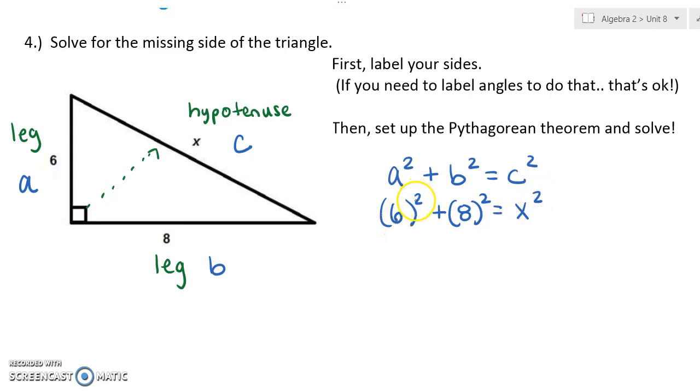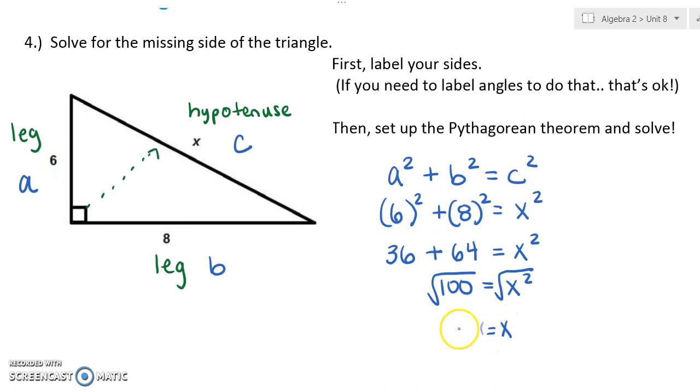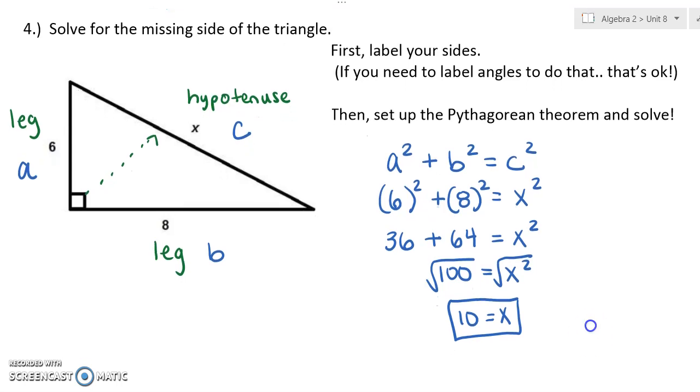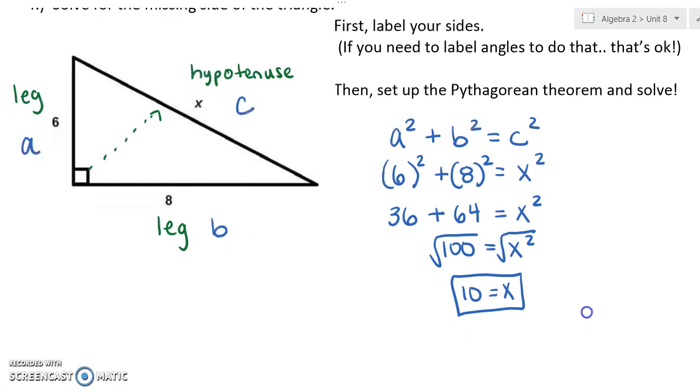So 6 squared is 6 times 6, which is 36. 8 squared is 8 times 8, which is 64, equals x squared. When we add these up, we get 100. Then when we square root both sides, square root of 100 is 10. Now it is plus or minus 10, but we only take the positive side of it. So x equals 10. This is what we are going to be doing throughout the lesson. Let's try another problem.